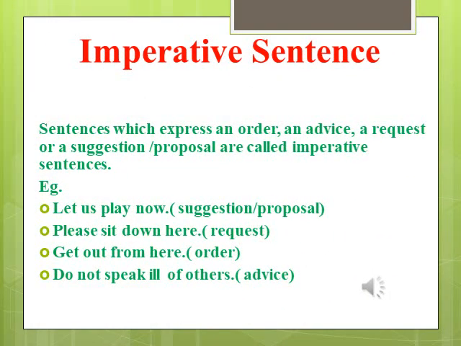Okay, the next kind of sentence is the imperative sentence. Now, what are imperative sentences? Imperative sentences are those sentences which express an order, an advice, a request, or a suggestion. For example, let us play now. This sentence is giving a suggestion or a proposal.